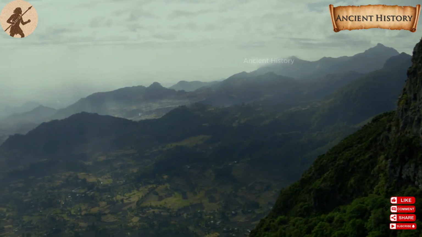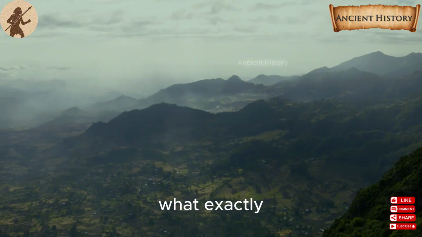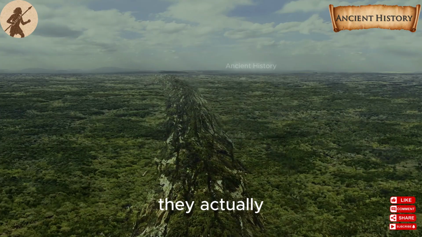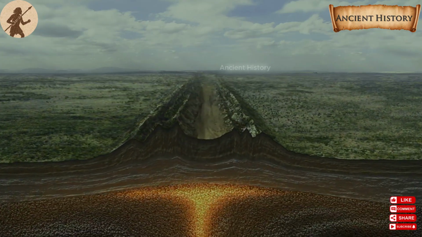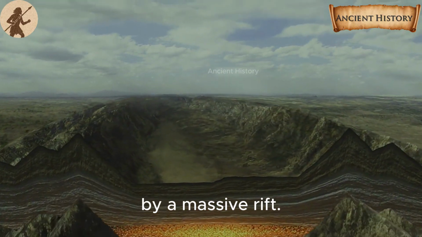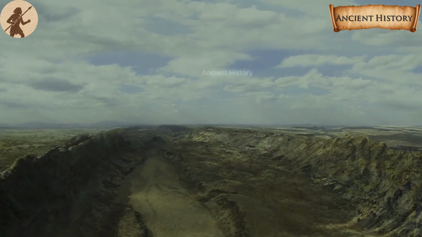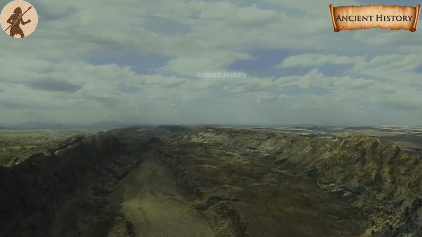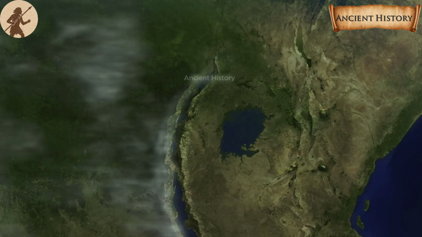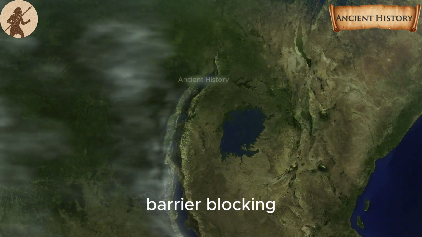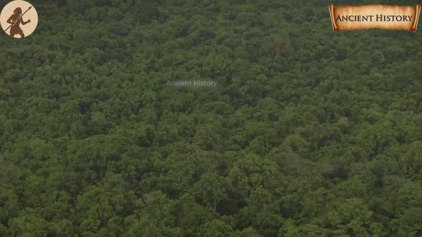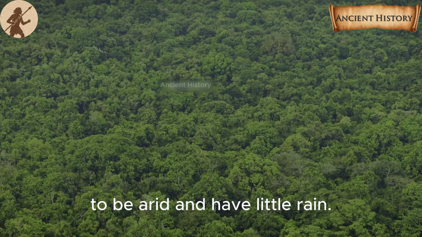At this point, surely, someone will ask, what exactly was the reason? Well, let's take a look at how they actually learned to walk upright. Due to long-term tectonic activity, the African continent was torn open by a massive rift. That is the Great Rift Valley of East Africa, and on the eastern side of the Rift Valley, there are a series of highlands with an average altitude of 2,700 meters, like a natural barrier blocking the airflow from moving west to east. This also caused the region to be arid and have little rain.